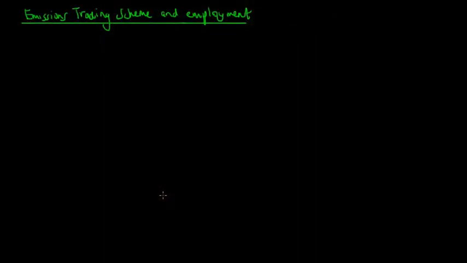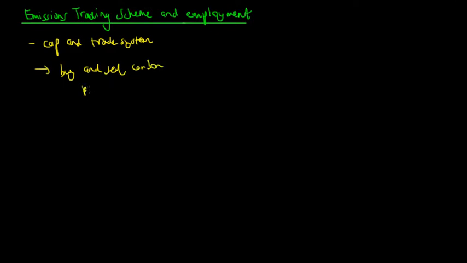So what we're going to do in this video is look at the relationship between the emissions trading scheme and the goal of full employment. Now, as we talked about in previous videos, the emissions trading scheme conducts a cap and trade system. And this is where the polluters, or the main businesses, buy and sell carbon permits to pollute.